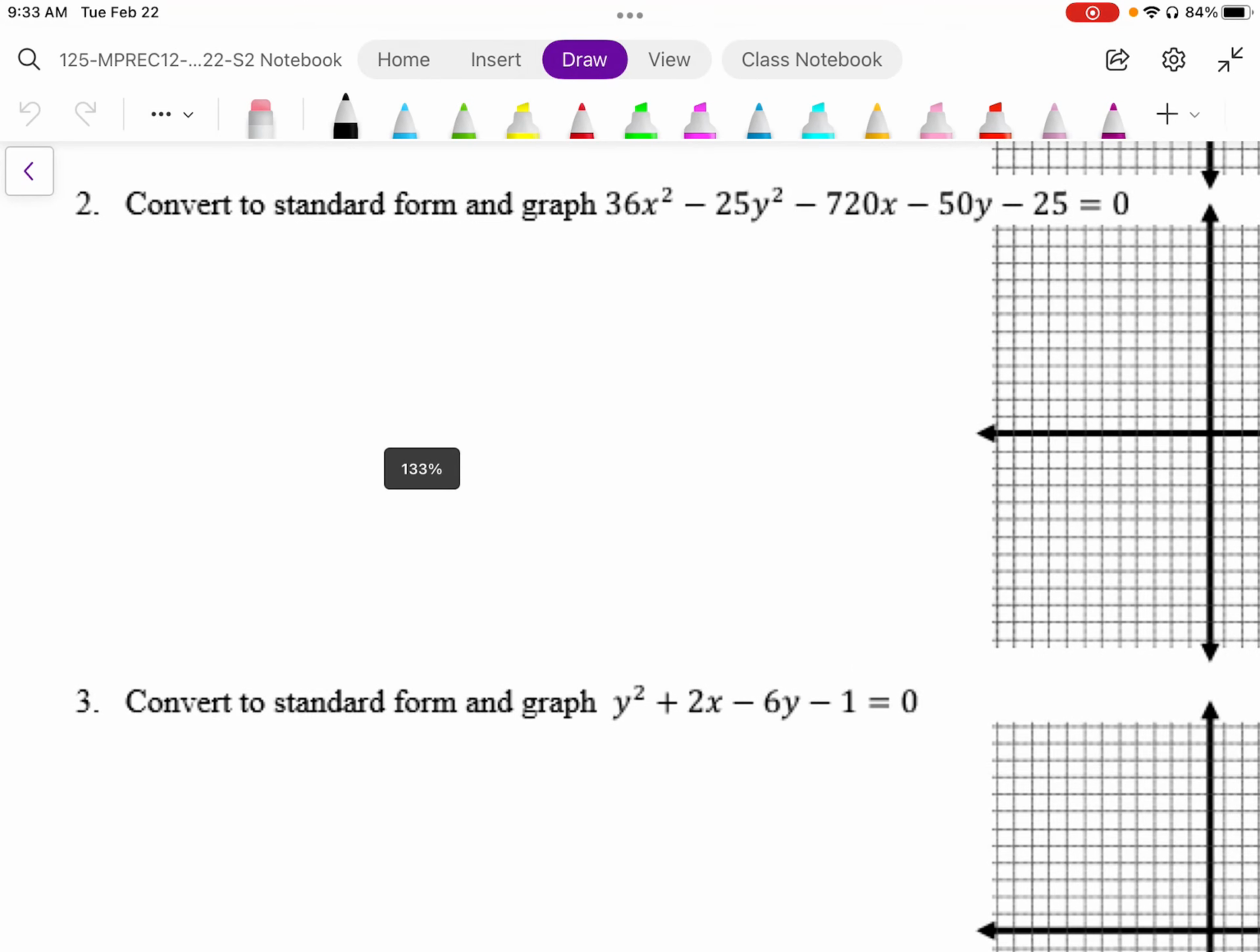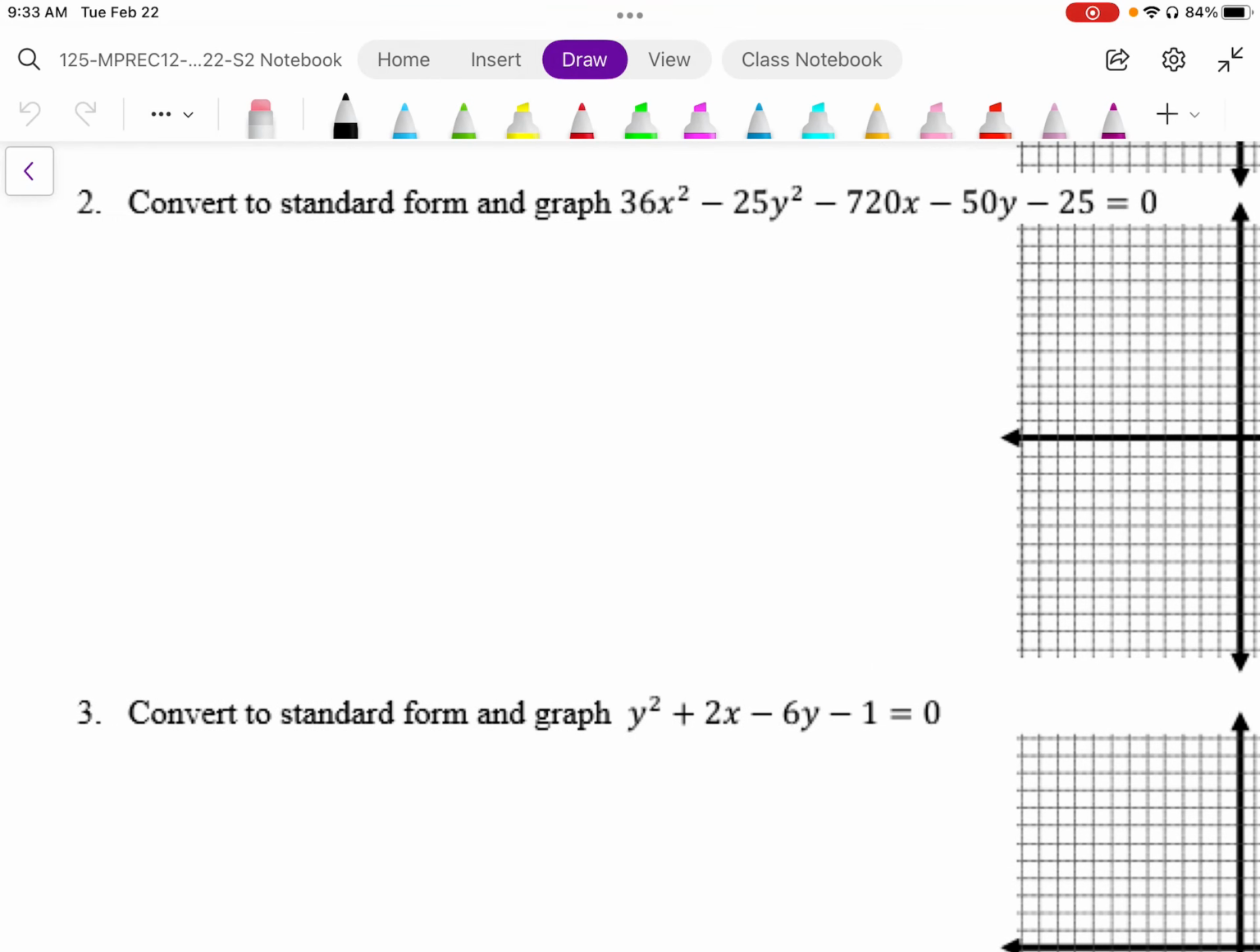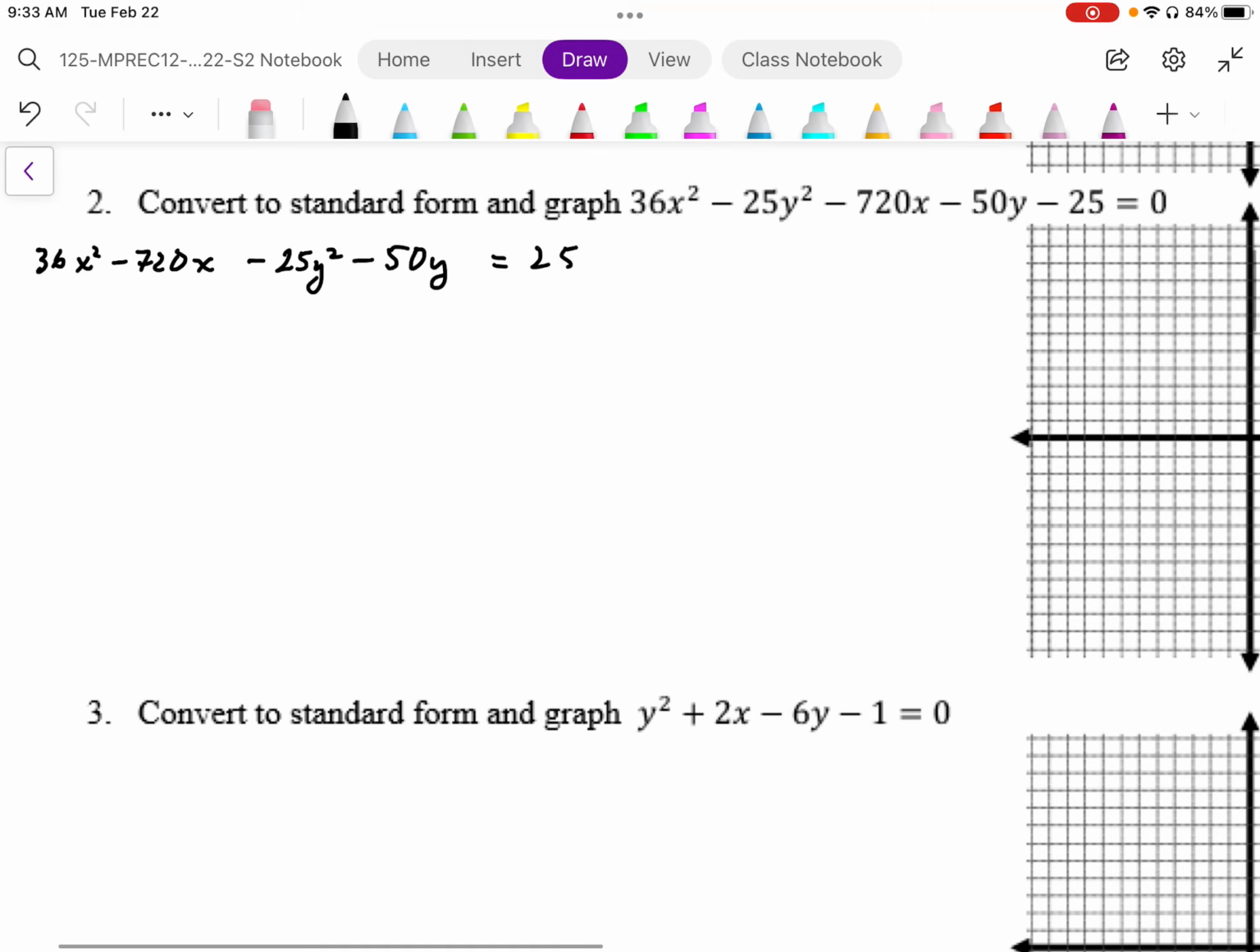In question number 2, we're asked to convert this into standard form and graph. To do this, we're going to first of all group the x's together and the y's together. So I end up with 36x squared minus 720x. And then I'm going to group the y's together, negative 25y squared minus 50y. And I'm going to put the 25 to the other side like this.